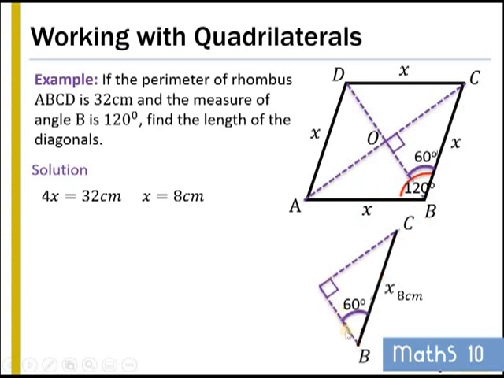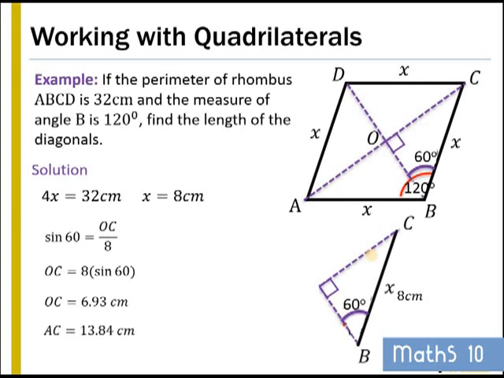And if we remove this triangle, then we can use trigonometry to find this length OB and this length OC. First of all, sine 60 is opposite over hypotenuse, which is OC over 8. So OC is 8 times sine 60, which is 6.93 centimeters. So the diagonal AC is 13.84 centimeters. Then cos 60 is OB over 8. So OB is 8 cos 60, which is 4 centimeters. So the diagonal BD is 8 centimeters.